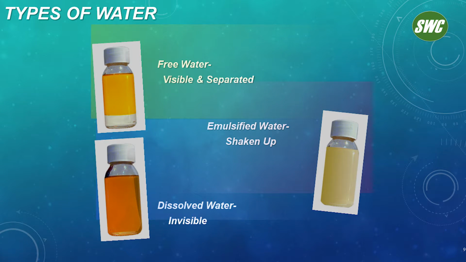Then you have to consider the chemical transformation, which results either in free water, which is visibly separated, emulsified water that's shaken up, or dissolved water, which is invisible. One practical tool, if you're concerned about water, it shows up at lower temperatures better. So get an oil sample, put it in the refrigerator overnight. If it's cloudy, you may have a problem.